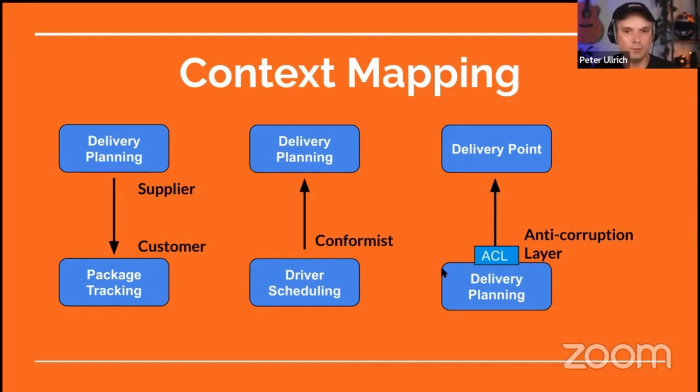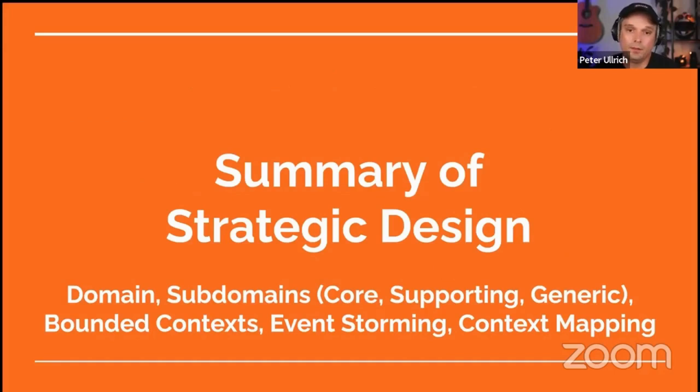So in the book, you will read about all these relationships. Now, that's the summary of the first part. We talked about what the domain is, the subdomain. We had covered the core, supporting, and generic domains. We talked about bounded context, event storming, and eventually context mapping.